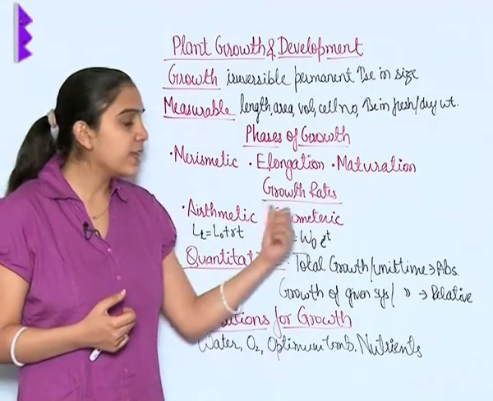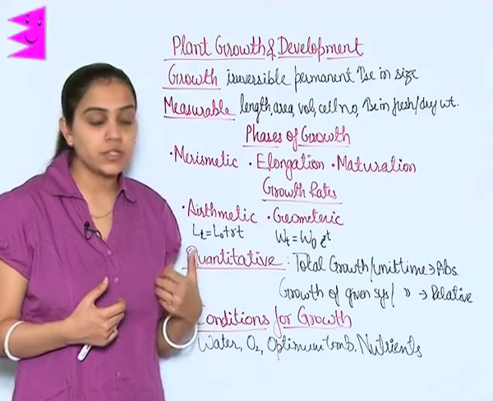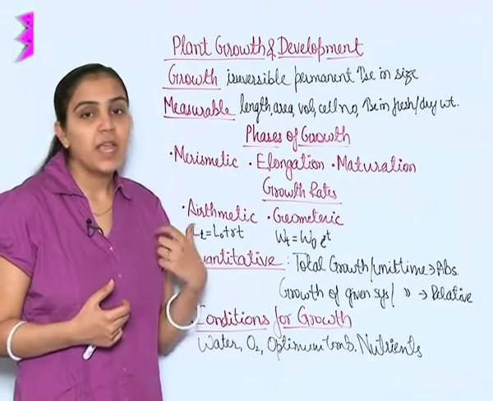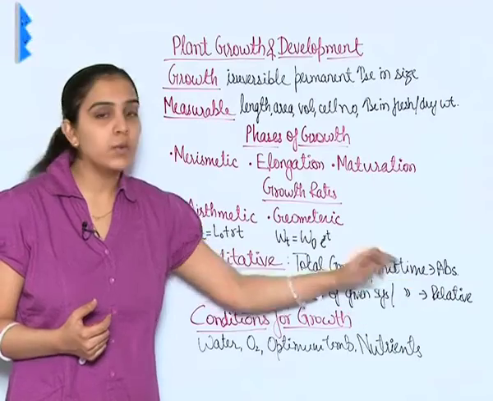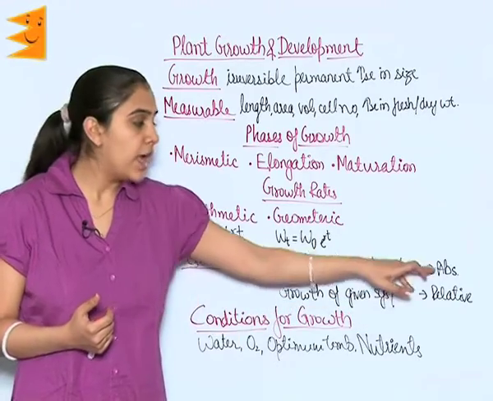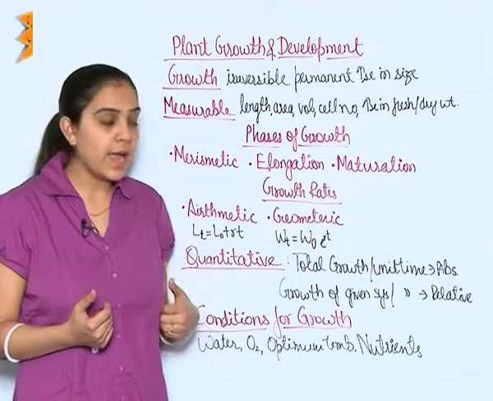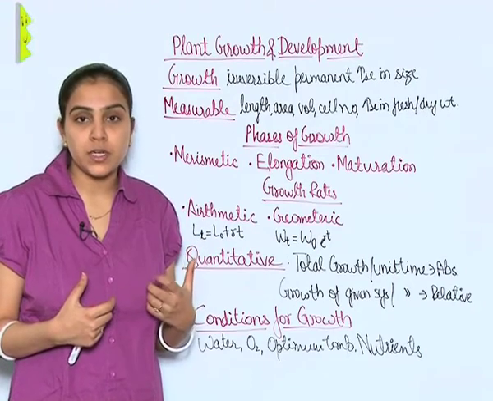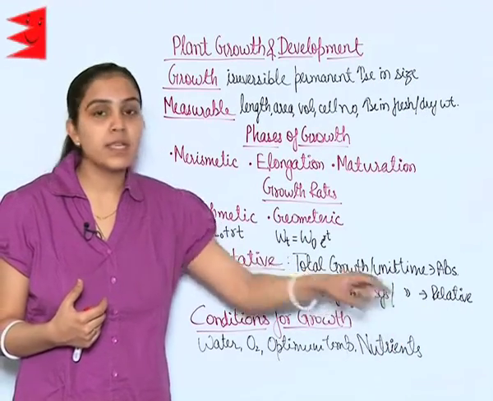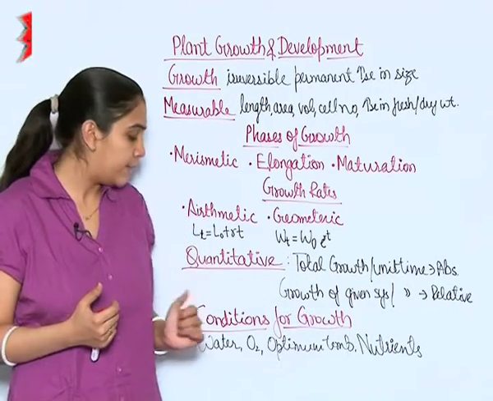These growth rates can also be measured quantitatively. When we measure total growth per unit time, it is known as absolute growth rate, and when we measure growth of a given system per unit time, it is known as relative growth rate.